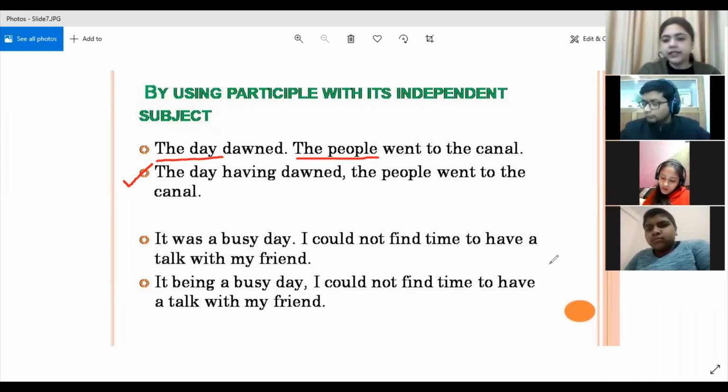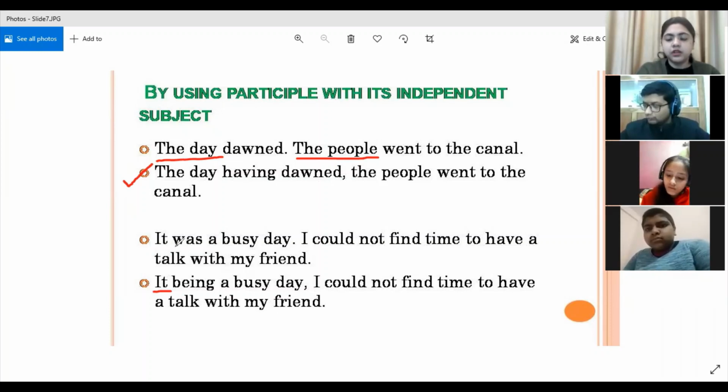I could not find time to have a talk with my friend. Here again, you will see that there are two different subjects. So again, you will be using participle with its independent subject. So what is the independent subject? It. Okay, the first subject is the independent subject. So it being a busy day. Why are we using being?